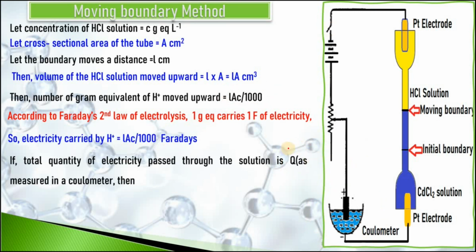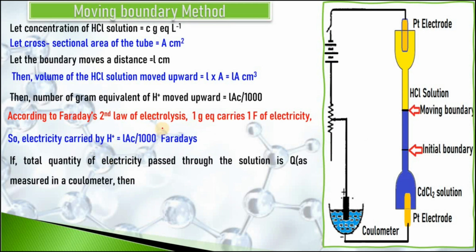Now, the final part of the concept comes. By definition, transport number is the fraction of electricity carried by a particular type of ions. Here, our aim is to determine the transport number of hydrogen ions. So, when the total amount of electricity was Q Faraday, out of these Q Faradays, these many Faradays of electricity were carried by hydrogen ion. So what is the transport number of hydrogen ion?